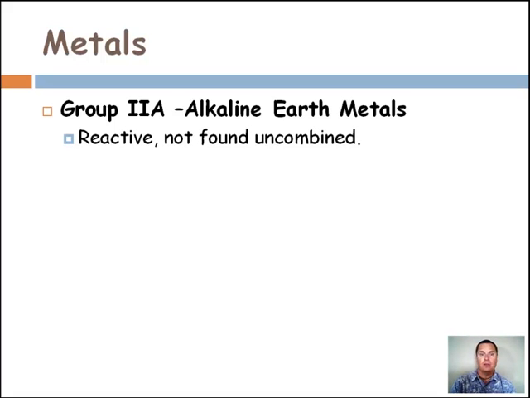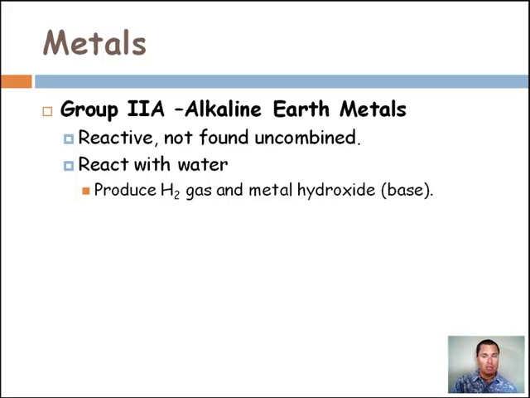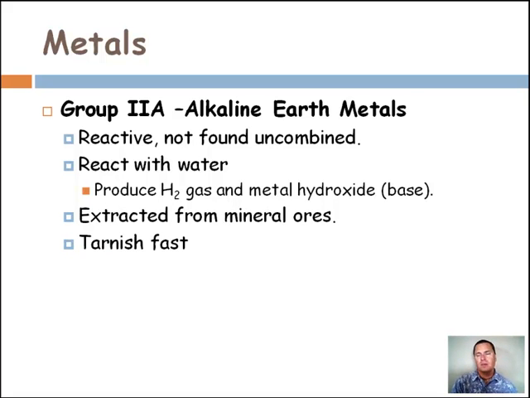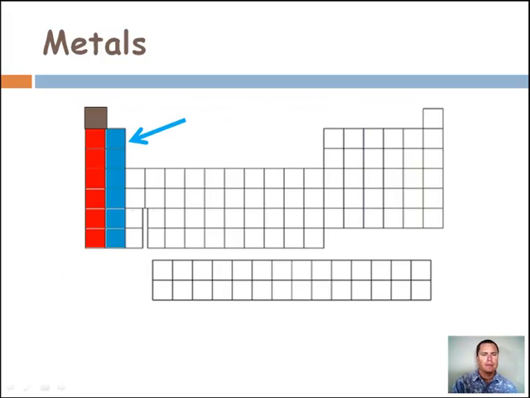They're reactive, not found uncombined. They react with water to produce hydrogen gas and a metal hydroxide, which is a base. Okay, they're extracted from mineral ores because they're so reactive. They generally will tarnish pretty fast, which means they get a gray look. They almost have a gray luster to them. And they are found in our second column here.